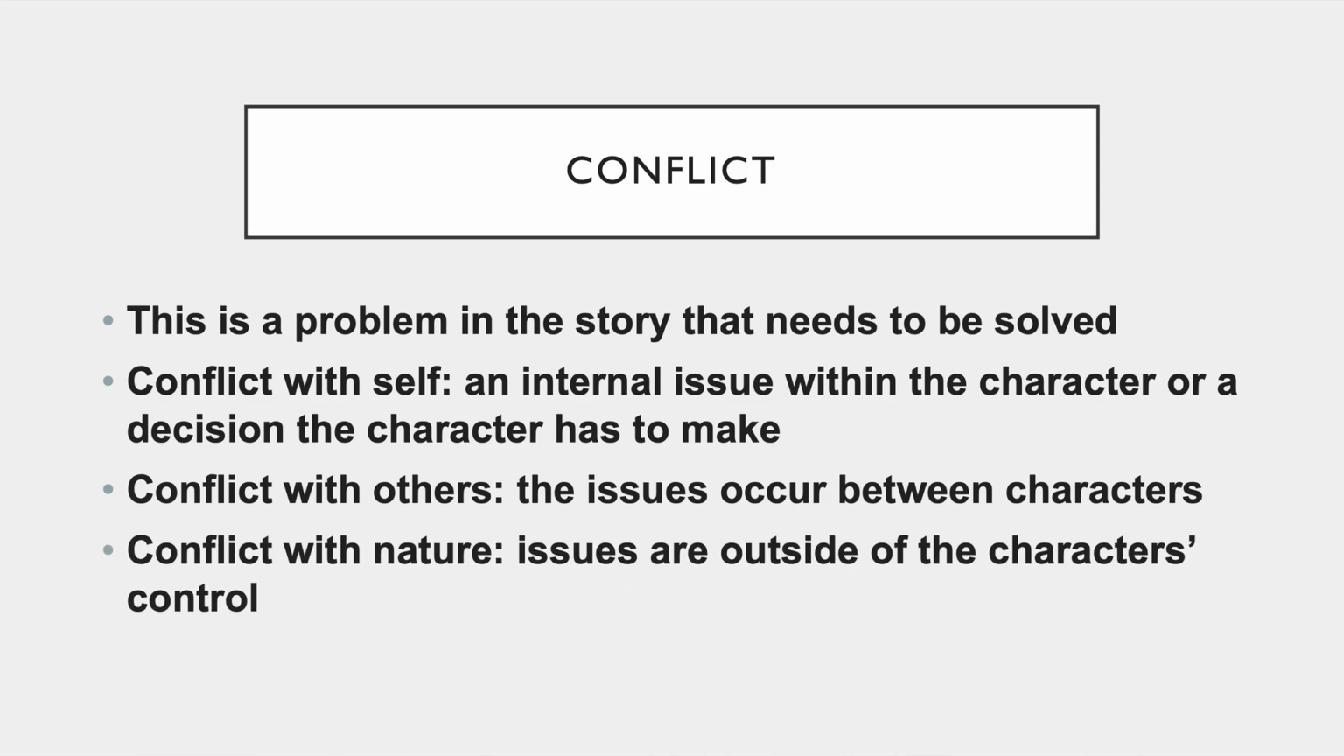And a third type of conflict is conflict with nature. As it suggests, nature, natural elements, the environment, things that are outside of the character's control. So in the scenario with character A wanting to go to the movie and character B wanting to go to the beach, it starts to rain. Neither of the two characters can control the rain. So conflict with nature is something outside of the character's control.